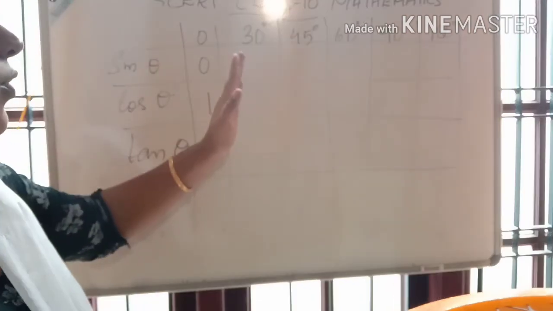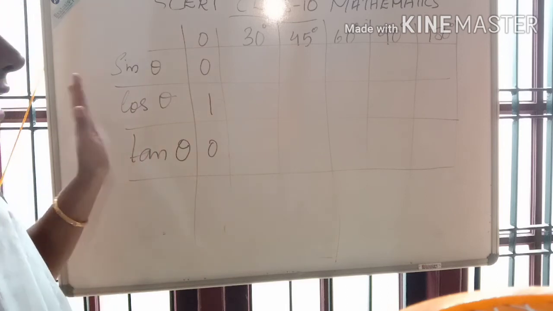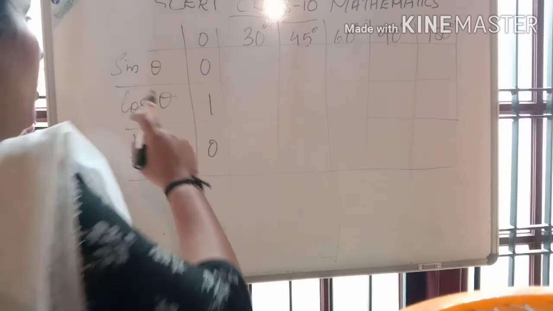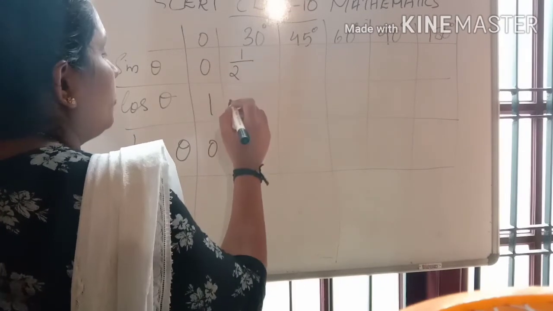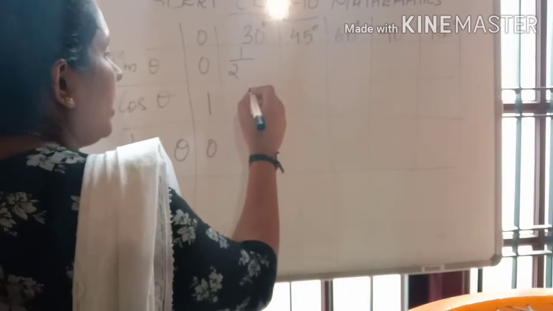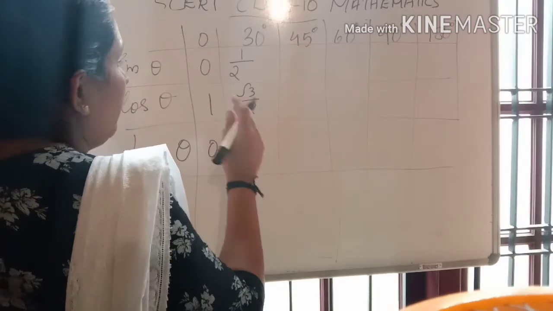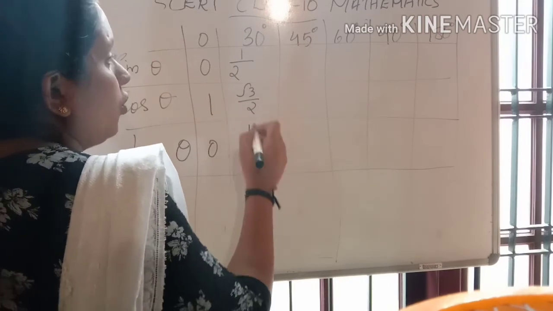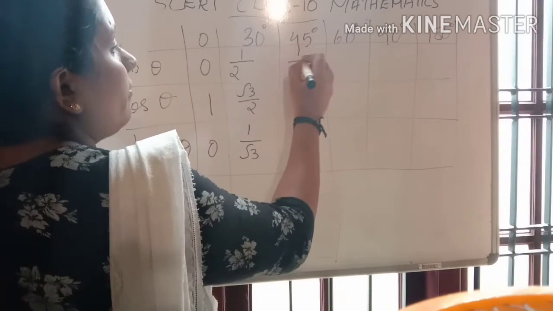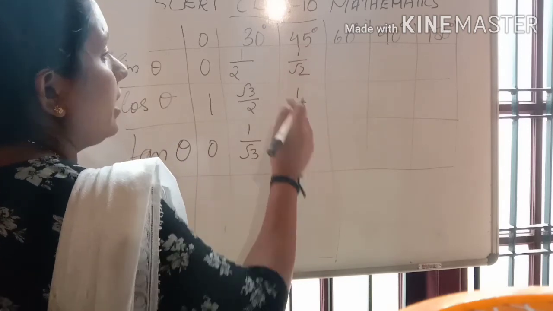We conclude the values of the trigonometric functions in a table as here. Sin 30 is 1 by 2. Cos 30 is root 3 by 2. Tan 30 will be sin 30 by cos 30, that is 1 by root 3. Sin 45 is 1 by root 2. Cos 45 is 1 by root 2. Tan 45 is sin by cos, which is 1.